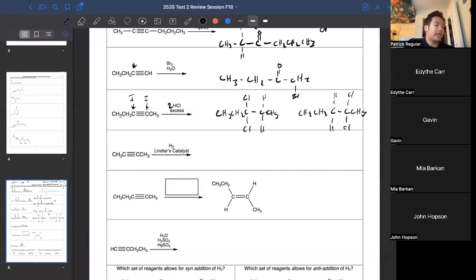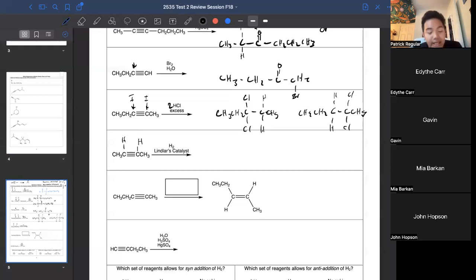Great. Now, H2 Lindlar's catalyst is something super handy to know. It will come up on test 3, the final, and in semester 2 when you do your synthesis stuff. The thing to note is that for your alkyne, it just adds hydrogens across without making that alkyne into an alkane. It just keeps it as an alkene. It just reduces it down halfway. So that's why Lindlar's catalyst is super helpful.